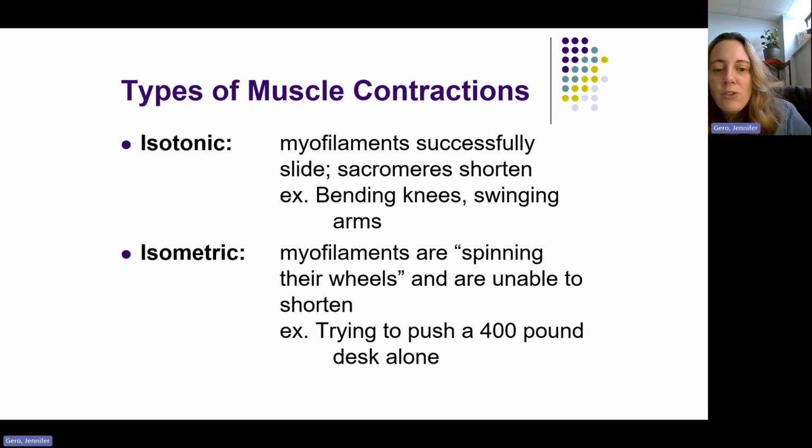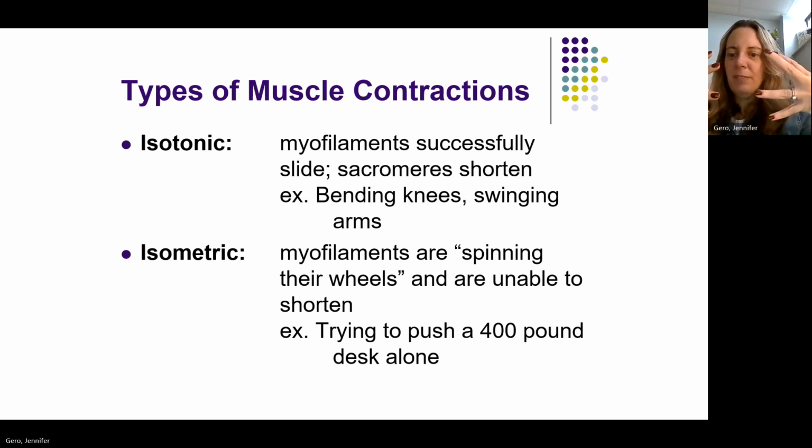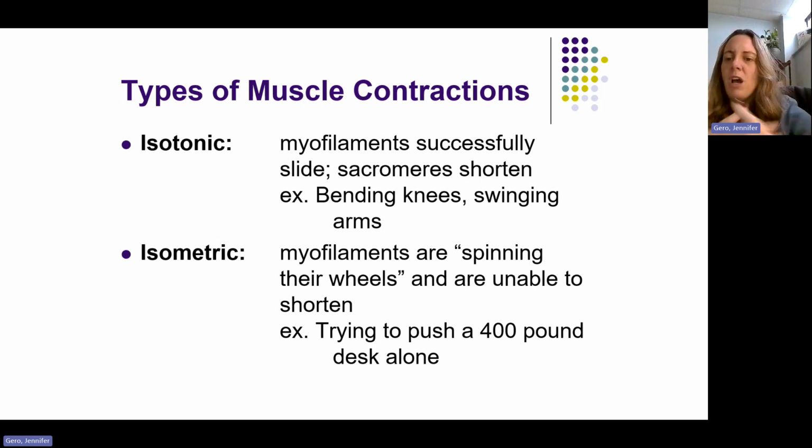Isometric is when there's tension in the muscles. So like I am pushing my hands together, and I'm creating tension in those sarcomeres. However, my muscles are not moving. Okay. This would be isometric. This would be isotonic. Isotonic is successfully sliding or moving. Isometric is staying the same. So creating a tension, but not moving.